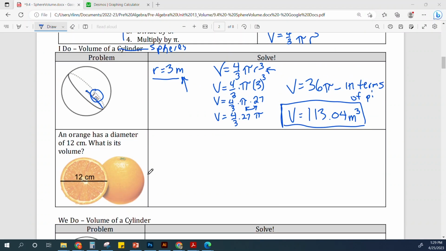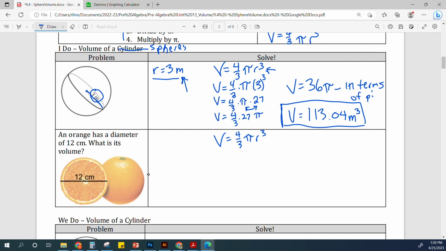All right, moving on to our next problem that we've got here. An orange has a diameter of 12 centimeters. What is its volume? So we're trying to find the volume of an orange. An orange is a sphere, so I know I'm going to use my sphere volume. Volume equals 4/3 pi r cubed.